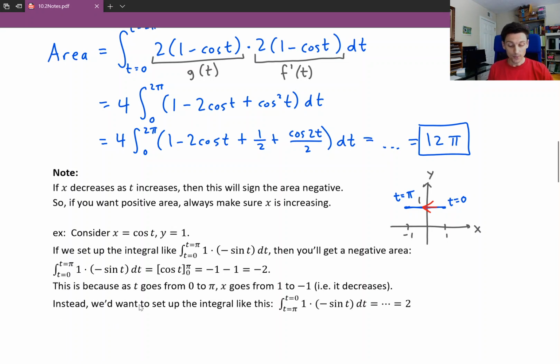So instead, what we want to do is set up the integral like this. t goes from pi to 0, and then the rest of it is the same. So you'll have the 1 times negative sine t dt. If you work out that integral, the only thing that changes is the limits of integration, so you know that will flip the sign from negative to a positive 2. So if you want your area to be positive, make sure that as t increases, x is also increasing along your curve. Then you'll get a positive area under the curve.